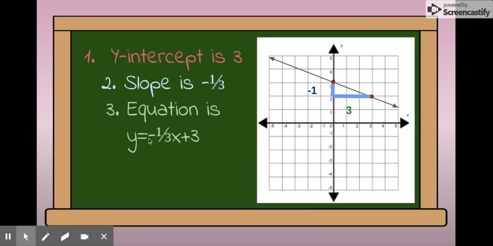So y equals m, which is our slope, -1/3x, plus our y-intercept, which is 3.